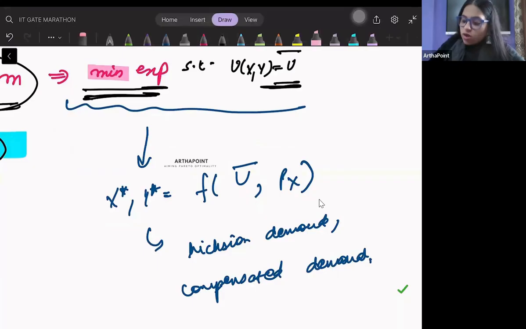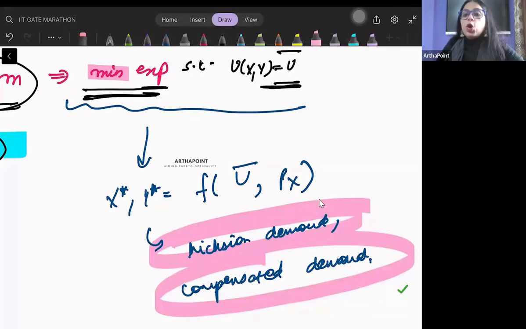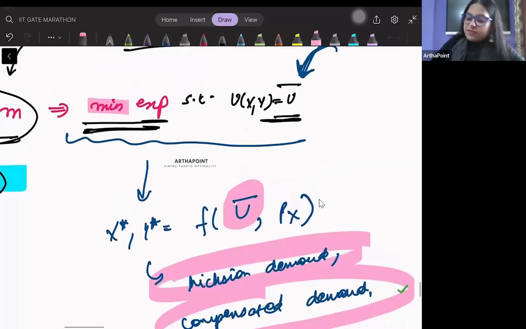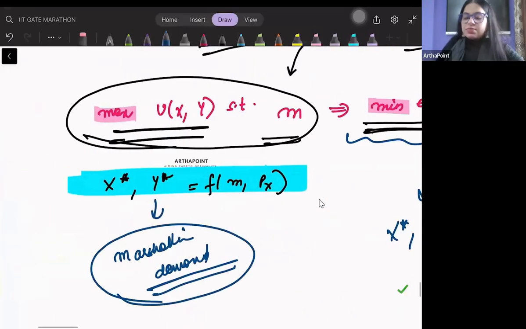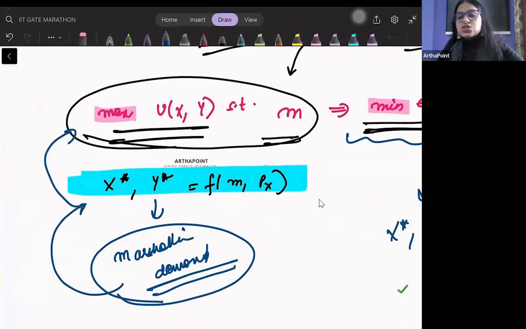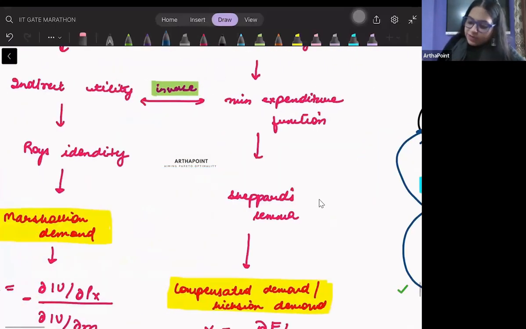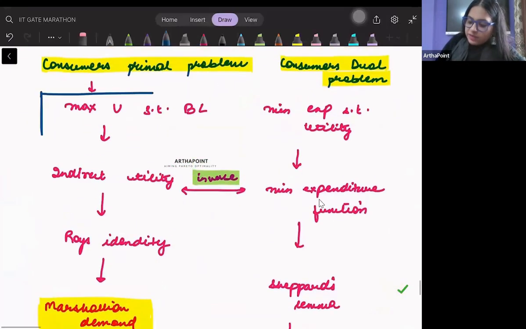So when I talk about Hicksian demand, it is a function of utility. In the background, we have minimized expenditure subject to given level of utility. When I talk about Marshallian demand, it is a function of the income and prices. In the background, we have maximized utility subject to the given level of income. ये हो गया आपका first aspect, इतना समझा हमने अभी.